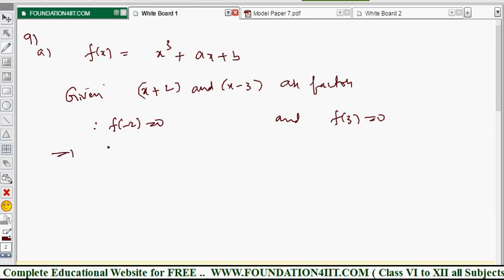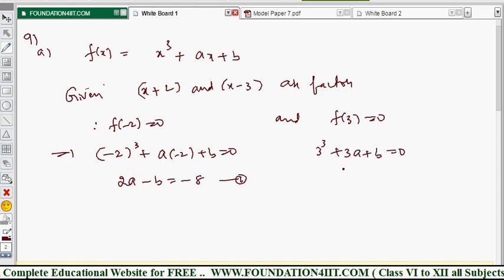By substituting f of minus 2 in this, minus 2 cube plus a into minus 2 plus b is equal to 0. Right? So by solving this, 2a minus b is equal to minus 8. That will be equation 1. And f of 3 is 0, that is 3 cube plus 3a plus b is equal to 0, and from this also, 3a plus b is equal to minus 27.